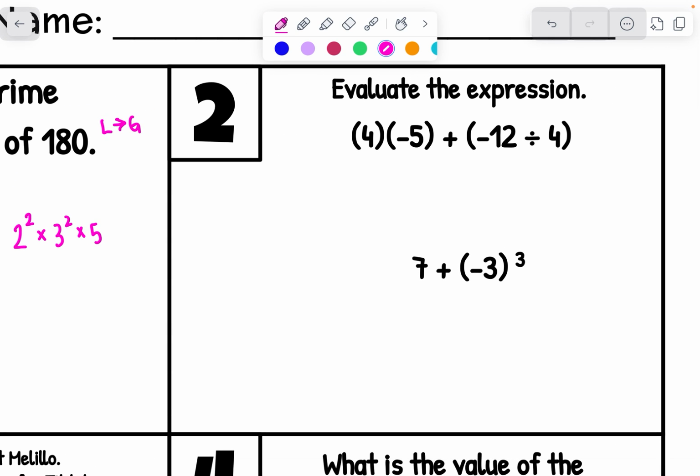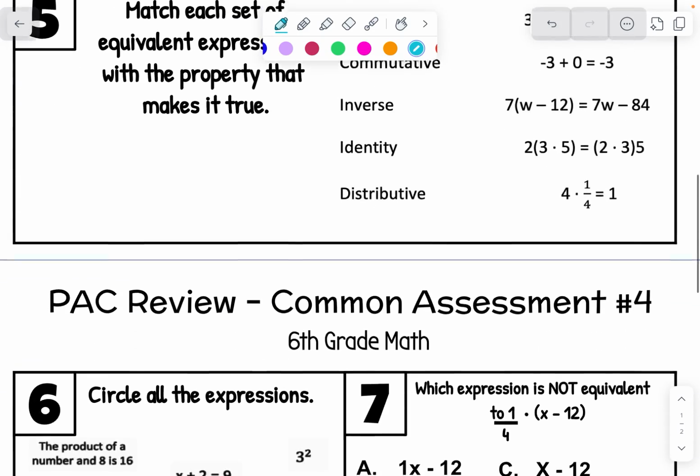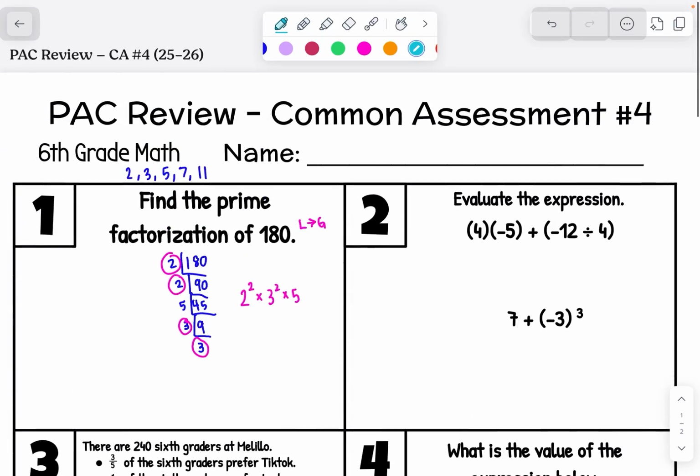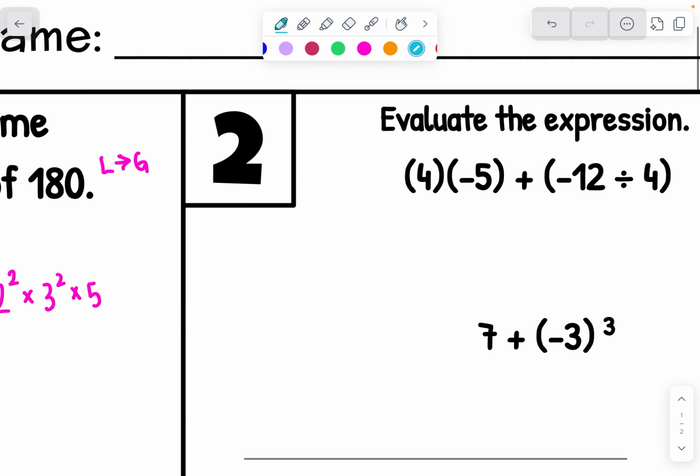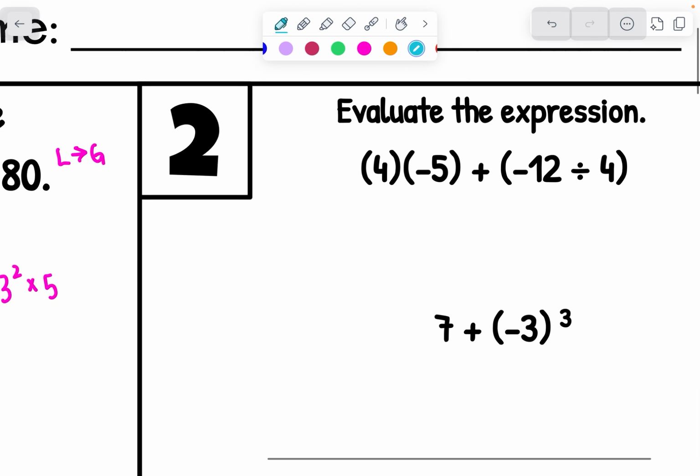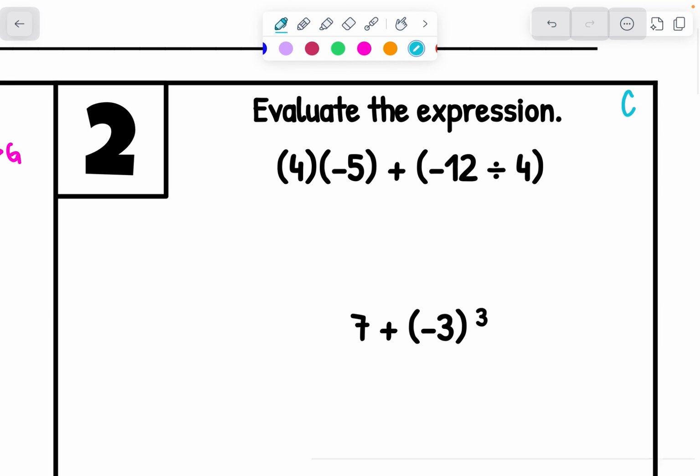All right, we're going to go ahead and evaluate the expression. Yeah, okay. So I have 4 times -5 plus -12 divided by 4. We are going to be following order of operations, which is GEMDAS. Okay, do I have groupings? Well, yeah, I do actually have groupings. So I'm going to look at the grouping, and it's -12 divided by 4.